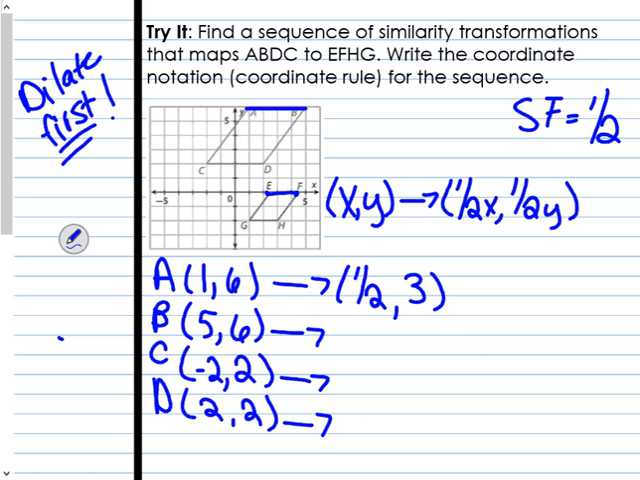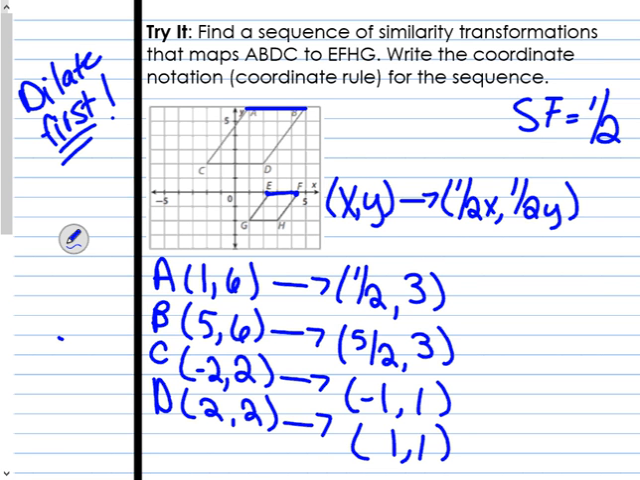Go ahead and pause the video and please dilate B, C, and D by the scale factor of 1/2 and write the new points. You should have 1/2, 3; 5 halves, 3; -1, 1; and 1, 1. So let's go ahead and plot those points and see what we're looking at. See where it lands us.